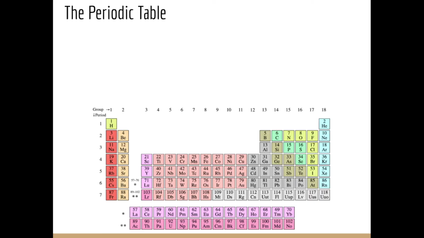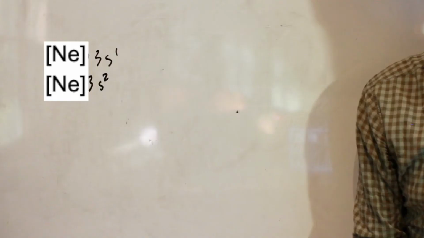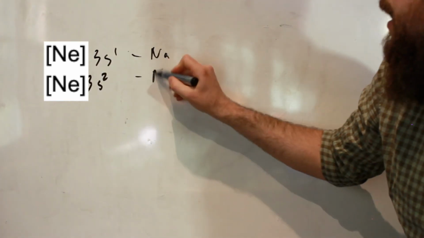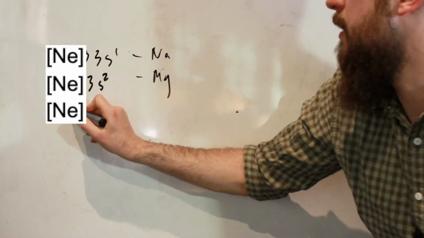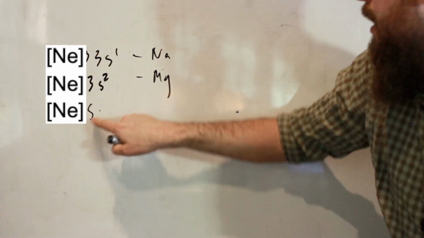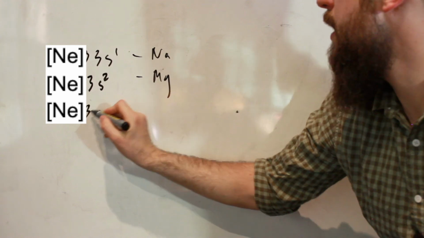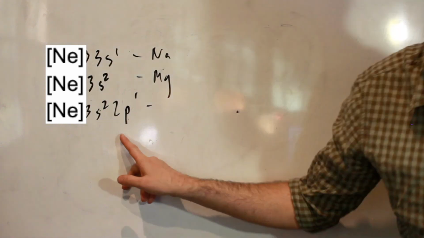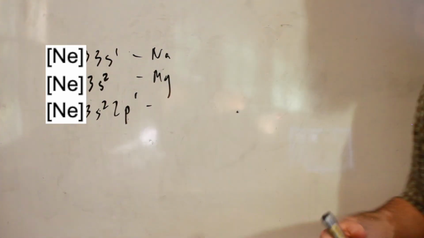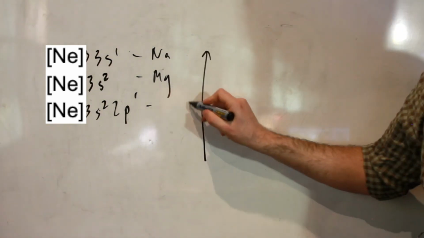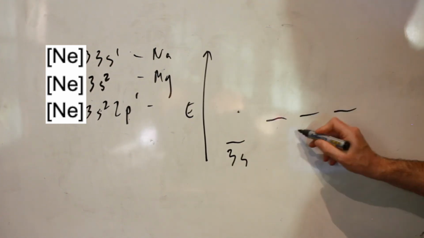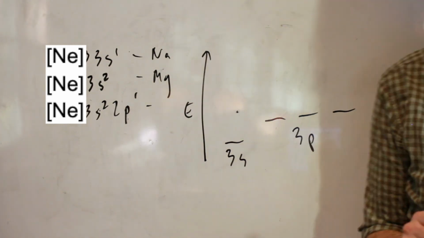When we move over to the aluminium, we have now entered the P block. So this would be sodium, this would be magnesium. Aluminium now has the config of argon, 3s2, 3p1. So we've now moved up an energy level in our subshells, which if we think of it in terms of energy, the 3s is going to be there. Our 3p's are going to be a slightly higher energy there.